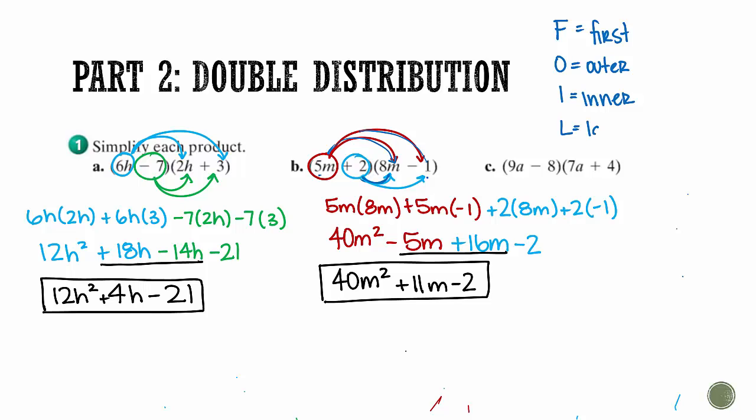And then L stands for lasts. So you do 2 and negative 1. Double distribution is easier for me, so that's what I tend to call it all the time. But if you ever hear the word FOIL, that's what it's talking about, it's just double distribution. Just like before, I'm going to save that one for you.